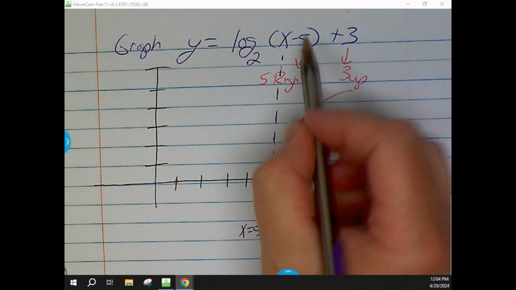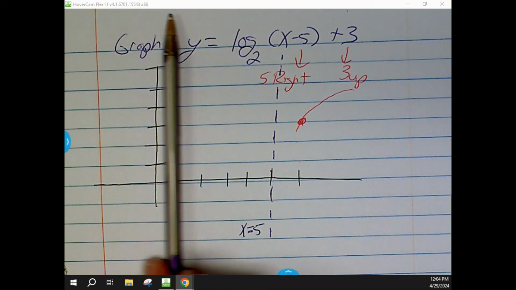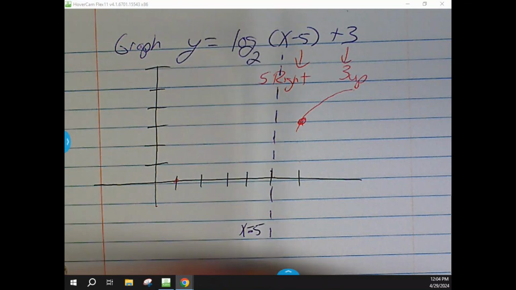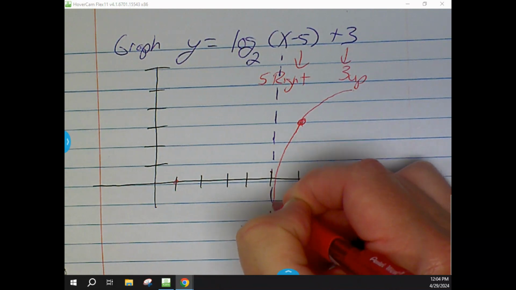So whatever this inside number is that's here, if you just change that sign, that's going to tell you your cutoff line now. Because again, we were at 0, and we moved it 5 spaces to the right side. So now we have a cutoff line here. When this thing starts moving down this way, it's going to get close to that side right there.